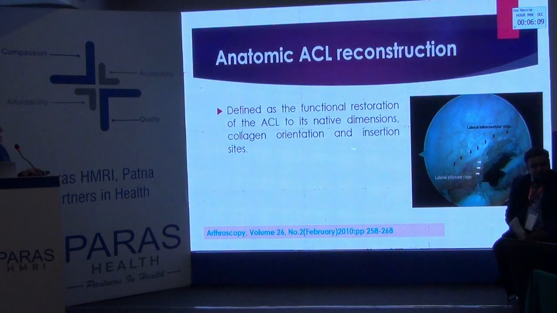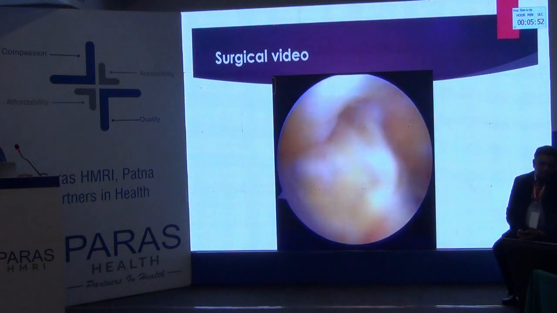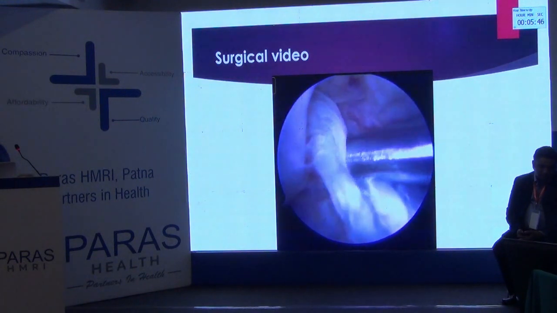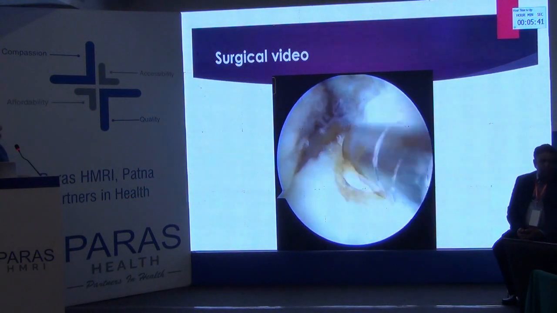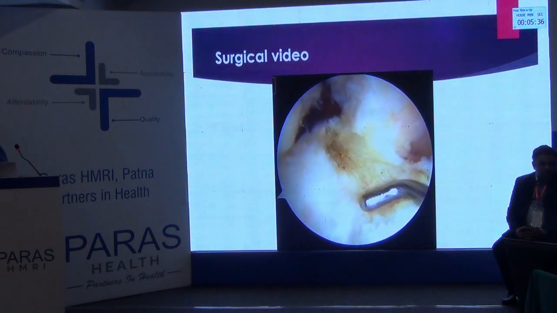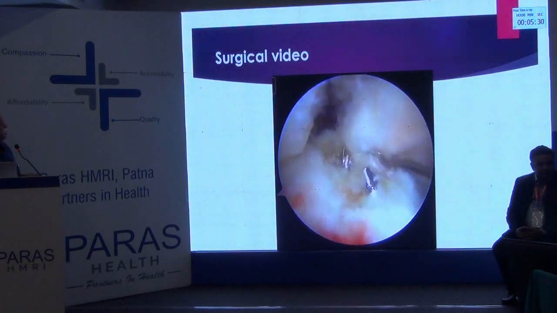So anatomical ACL reconstruction, which we have seen today, is the restoration of the ACL to its normal footprint area. The advantages are that it replicates the normal anatomy, restores kinematics and protects long-term function of the knee. This is a surgical video of a revision case of ACL. This patient was operated somewhere outside. This is a doctor who came to us, and as you see, this has already been covered today. So 2 tunnels on the tibial side, 2 tunnels on the femoral side, and correct placement of the tunnels is the key to success.